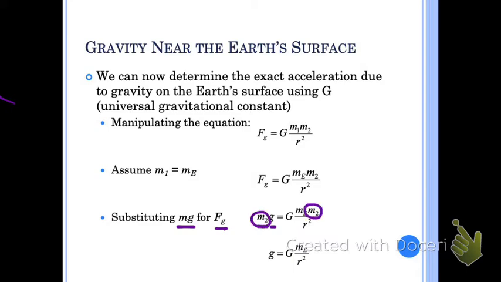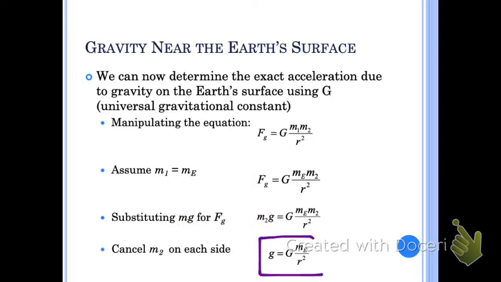Okay. And then if you look carefully, you're going to have an m2 on both sides. And so when we've got an m2 in the numerator on both sides, what do we do? Right, we can cancel that out. And so that leaves us with our final equation here. Little g, or acceleration due to gravity, equals big G times mass of the Earth over radius squared.